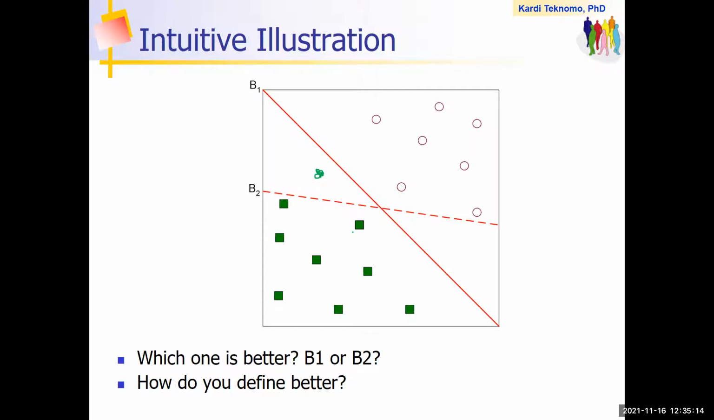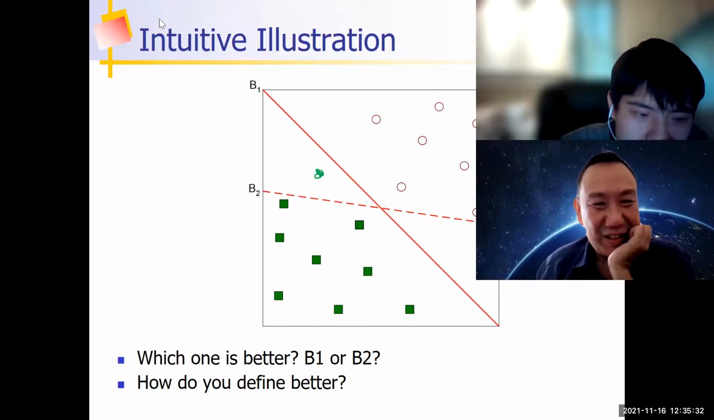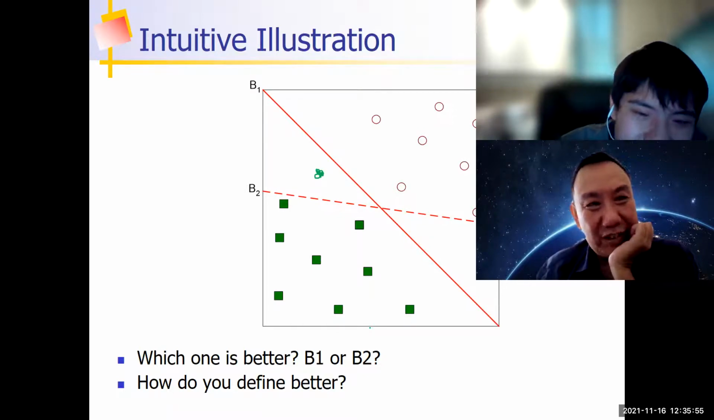Right. So, the question is actually how to define better. So, how many of you agree that this is B1 and how many of you agree that this is B2? Raise your hand. B2. Why B2? Because I'm more comfortable with B1, sir. Why B1? Because the distance is greater, so the possibility of false is lower, actually.